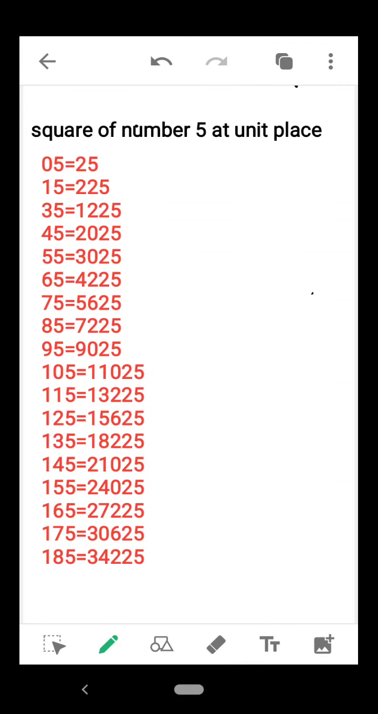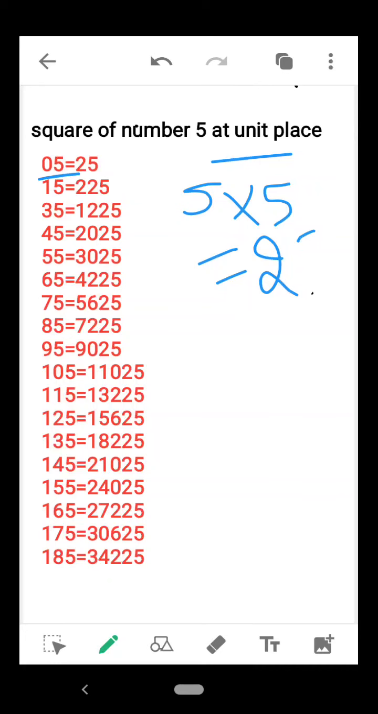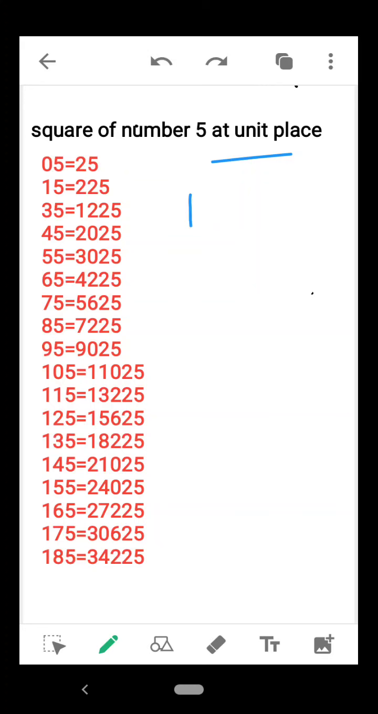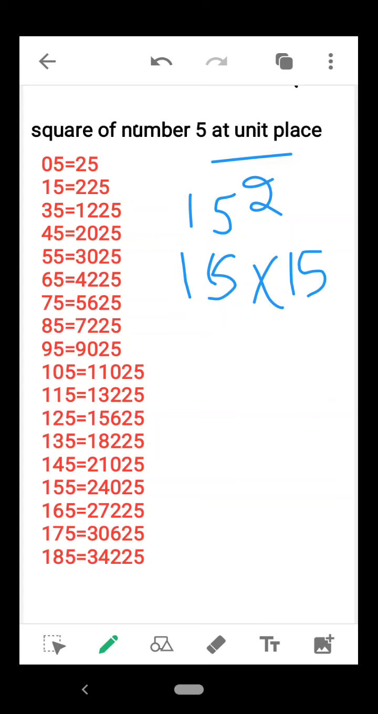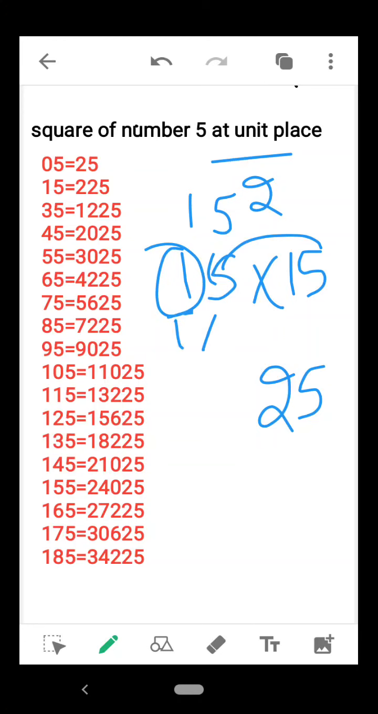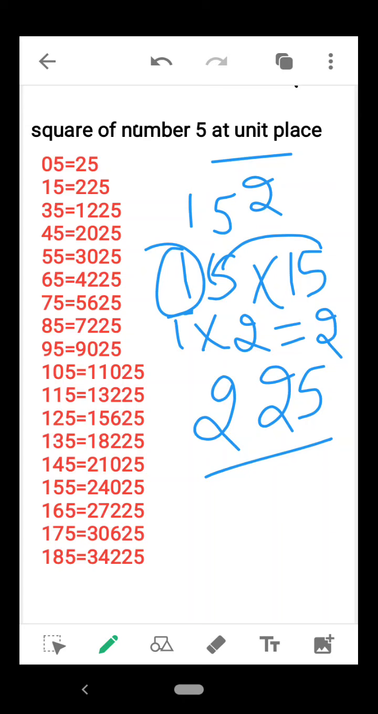Squaring of numbers with 5 at the unit place. Firstly, you know the square of 5. 5 into 5 is 25. So take another example. Suppose you have to square 15. 15 into 15, it means, how can you solve? You write 5 into 5 is 25. आपको पता है 1 के बाद नेक्स्ट नंबर क्या आता है? 2 आता है. तो 1 into 2 कितना होगा? 2. So you have to write 2 here. So your final answer is 225.